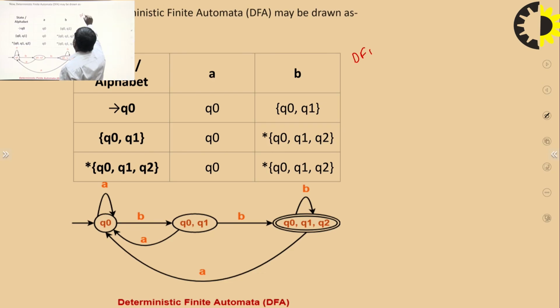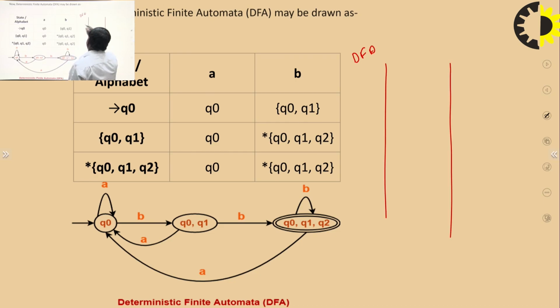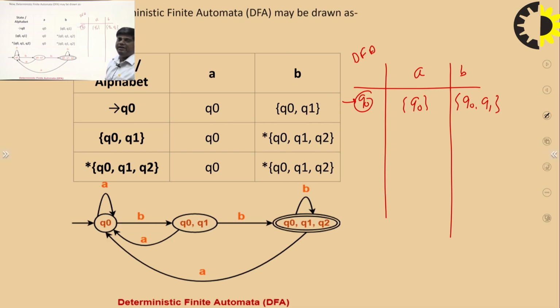Now, the DFA with inputs a and b. What is the initial state? That is q0, and the next state is {q0, q1}. So a new state is generated, {q0, q1}, and the new state is considered as the next state. This is the procedure by which any NFA is converted into a DFA. We check {q0, q1} for the transition on a and the transition on b.